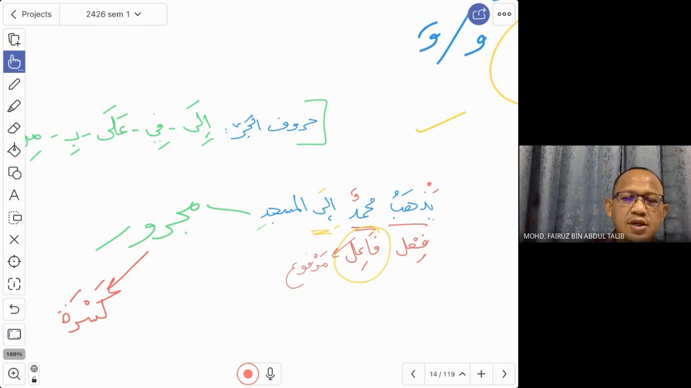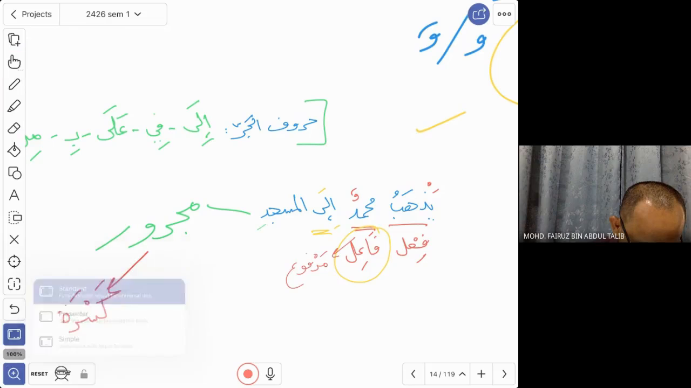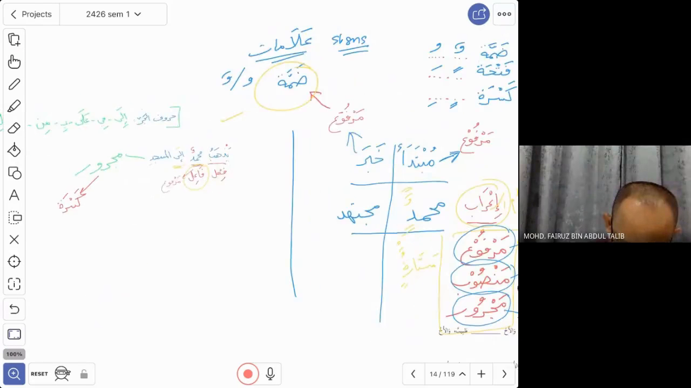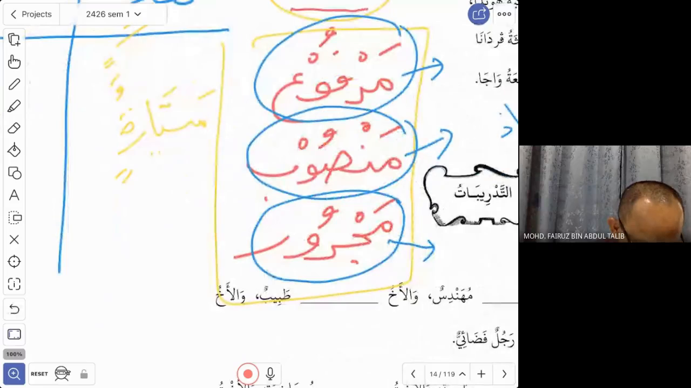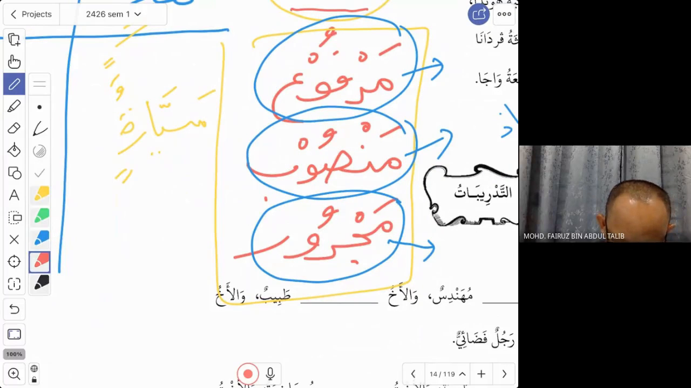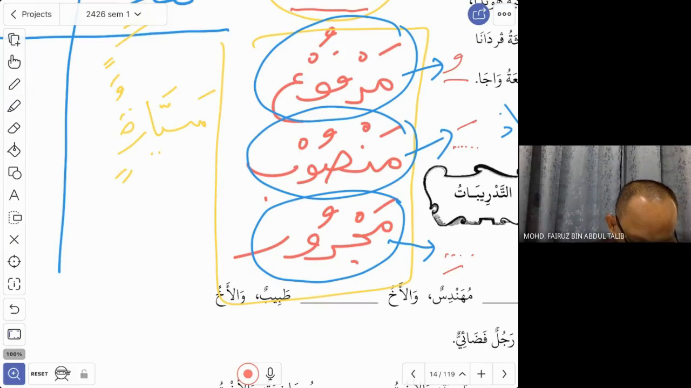If it is marfu, then you end it with a dhammah. If it is majrur, then you end the word with a kasrah. Okay, what about the last one, mansub? So here we have the marfu. Marfu, now you know, you end the word with a dhammah. Majrur, you end the word with a kasrah. What about mansub? Fathah. Of course. When a word is in the state of mansub, you have to end it with a fathah. Good. Okay, now we want to look at an example when the word is in the state of mansub.